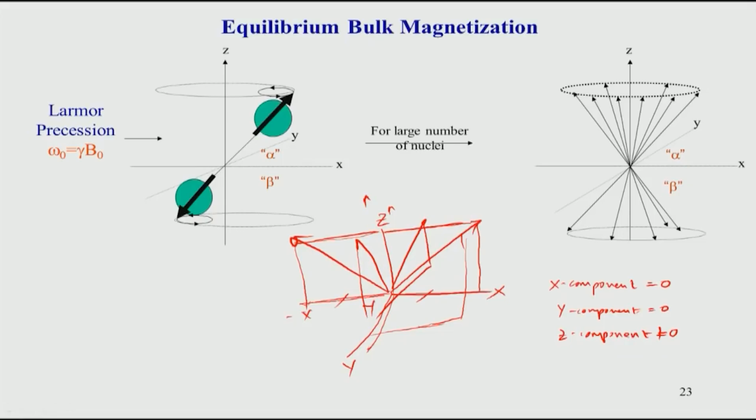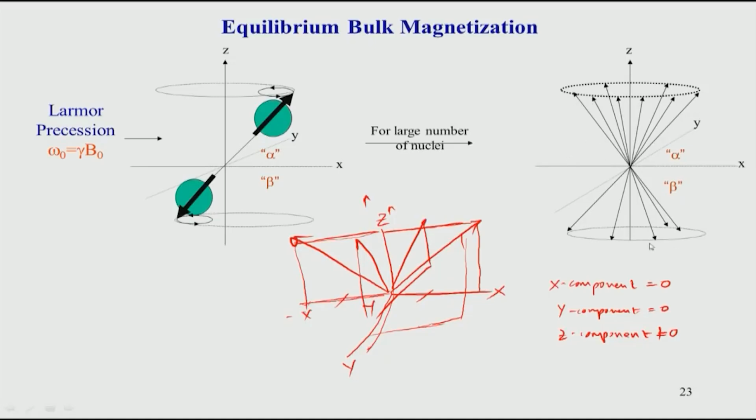Random phase approximation is a term used in NMR to denote that the spins are all randomly located in a cone and they are not aligned with each other. So, this is called random phase approximation, and because of that only the z component adds up, but all the x and y cancel. This is as far as alpha spins are concerned.